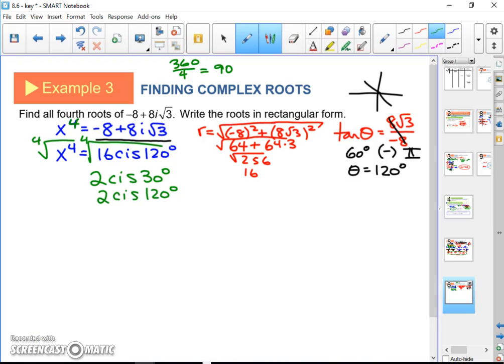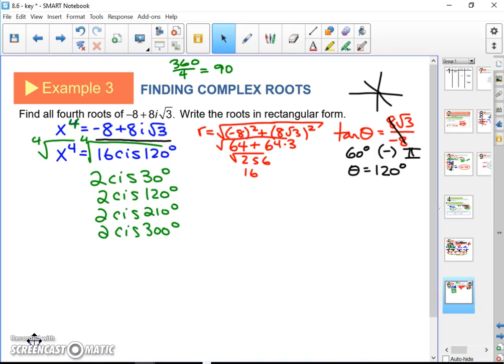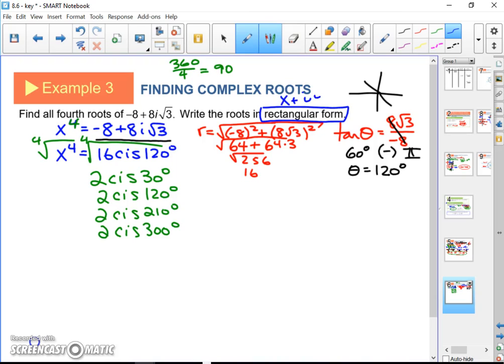We have 2 cis 120. Add 90, we have 2 cis 210. Add 90, we get 2 cis 300. And those are your answers. We're just not in the right form. This problem asks me to put it in rectangular form, so your answer has to be x plus iy. That's the hard part for me. You have to be able to convert all of those and use the chart on all of those and get them into rectangular form.